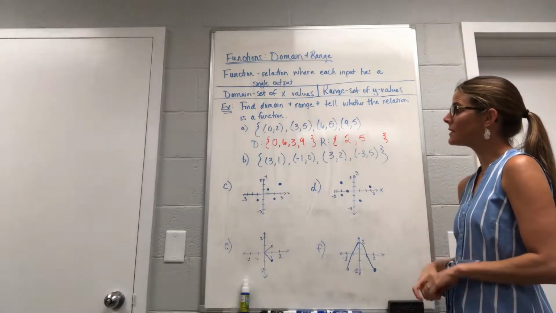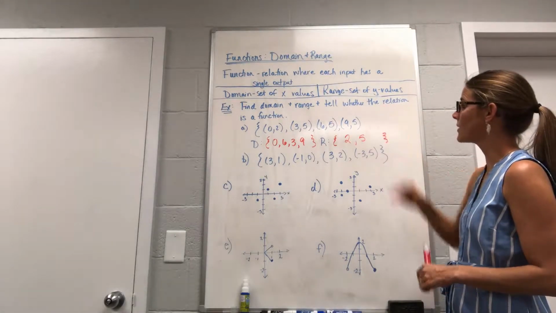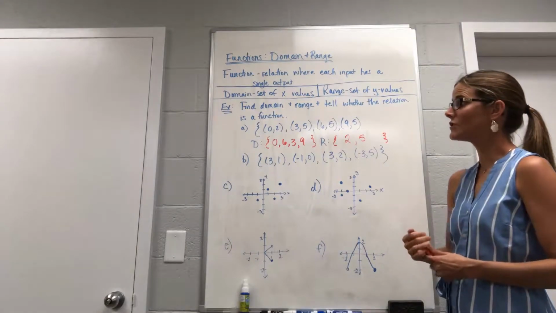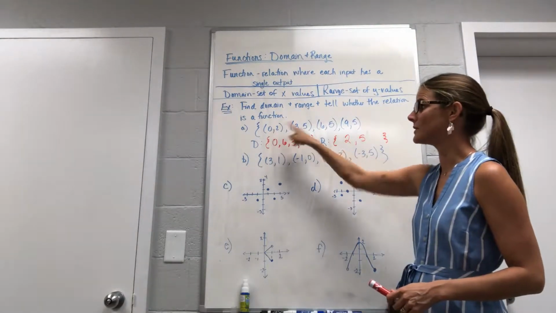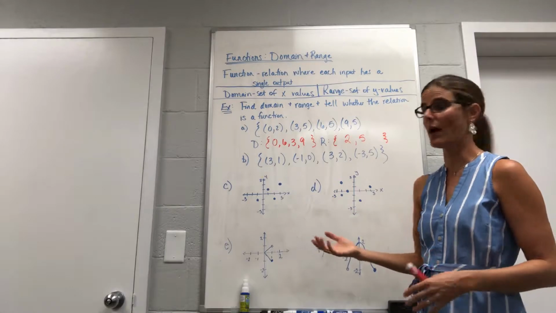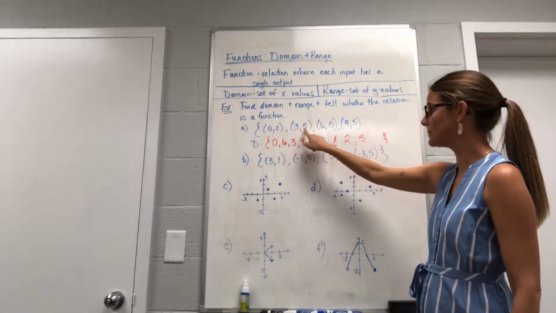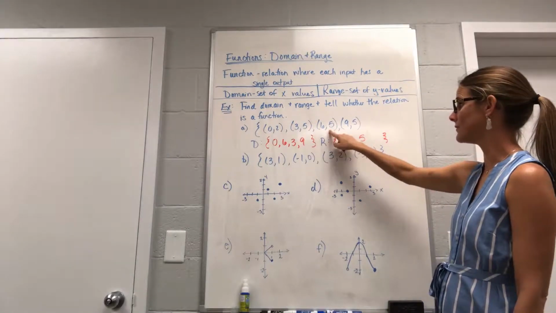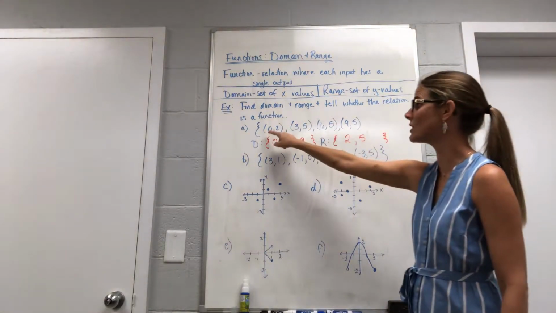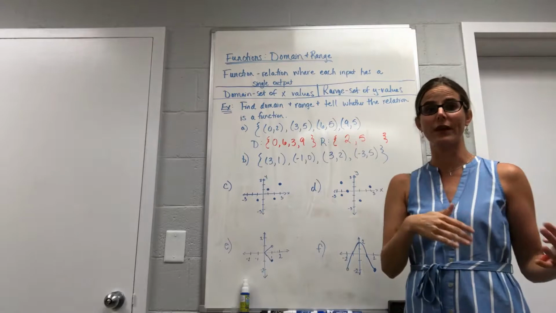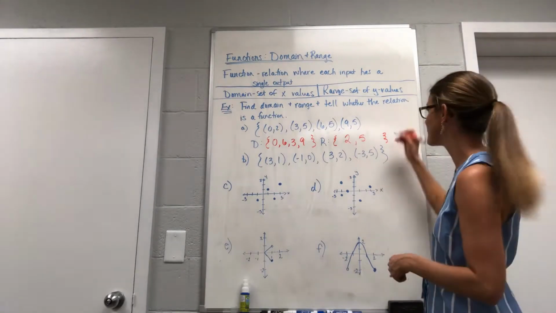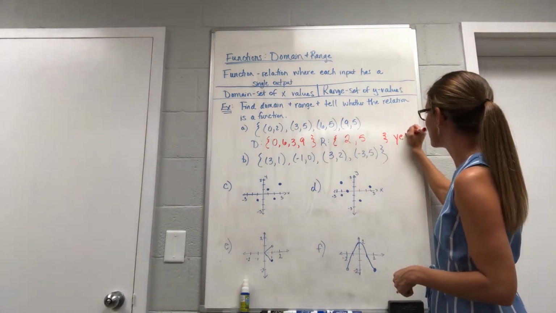So this brings up the next thing. We want to tell whether the relation is a function. Each input is mapped to exactly one output, or has a single output value. So the 0 is mapped to a 2, the 3 is mapped to a 5, 6 is mapped to 5, and 9 is mapped to 5. Each input is mapped to a single output. So this makes it a function.